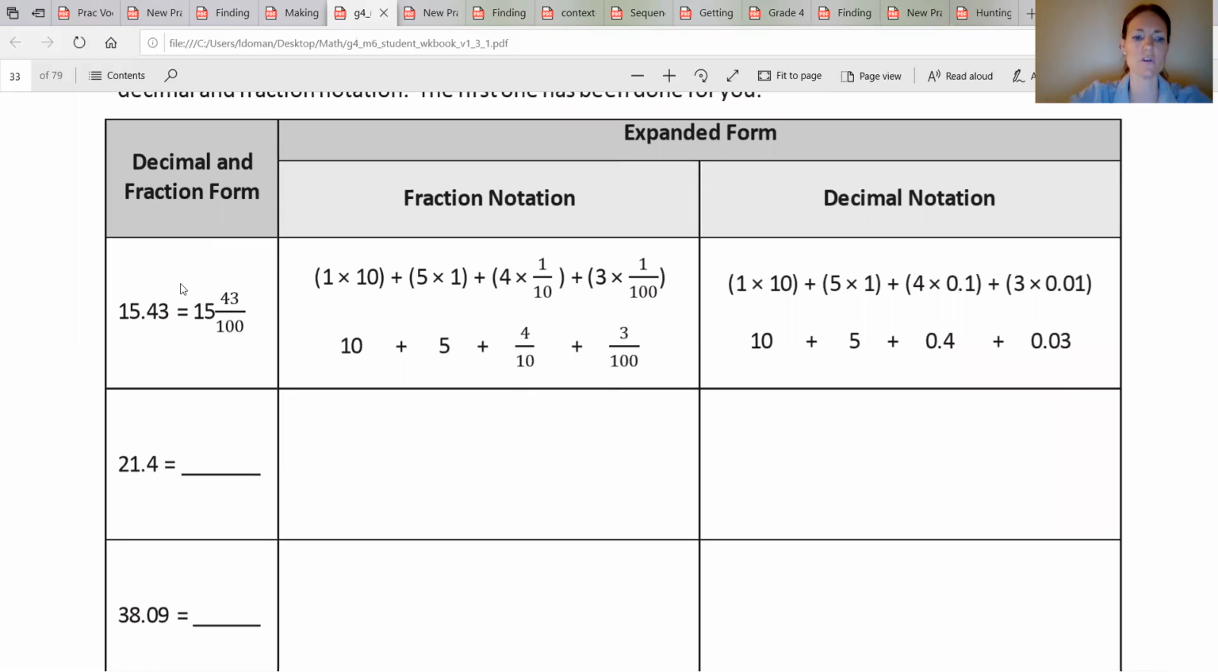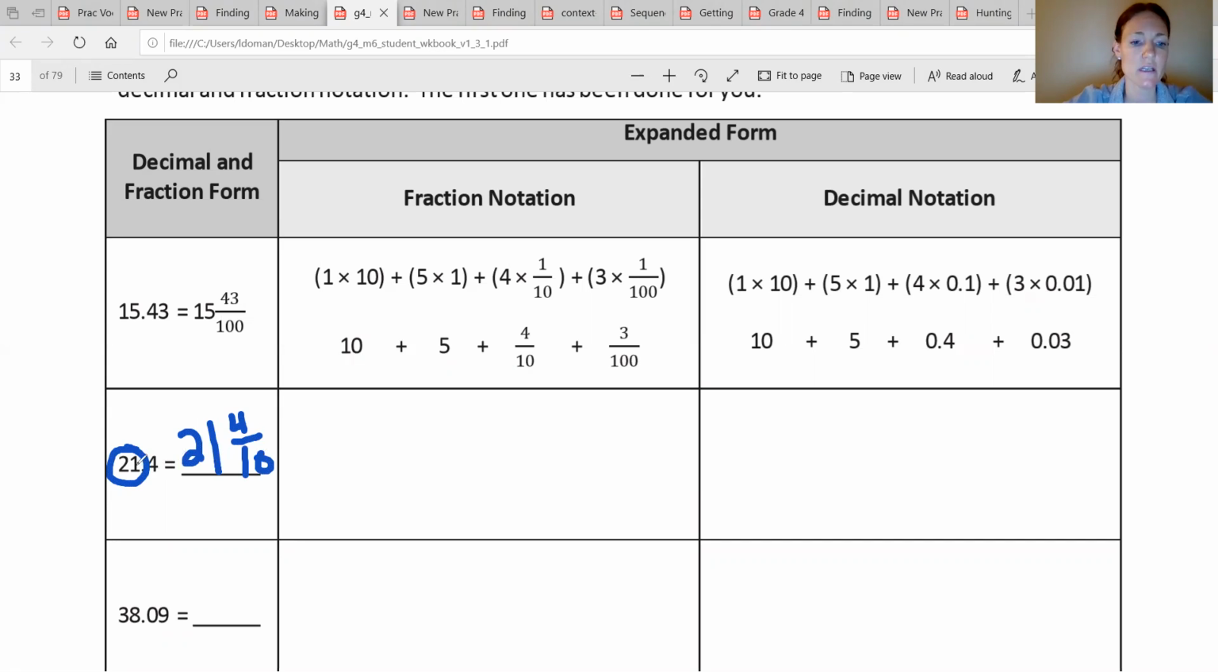Okay, so for the first one, I have 21.4. Now again, this 21 is on the left side of the decimal, so that's a whole number. Go ahead and write my big 21 there. That 4 is representing 4 tenths, right? A part. You gotta keep in mind, this is just a part. It's not a whole because it's on that right side of the decimal.